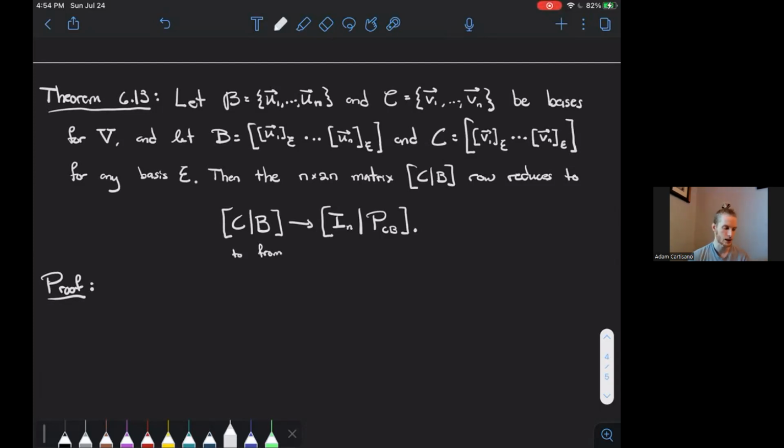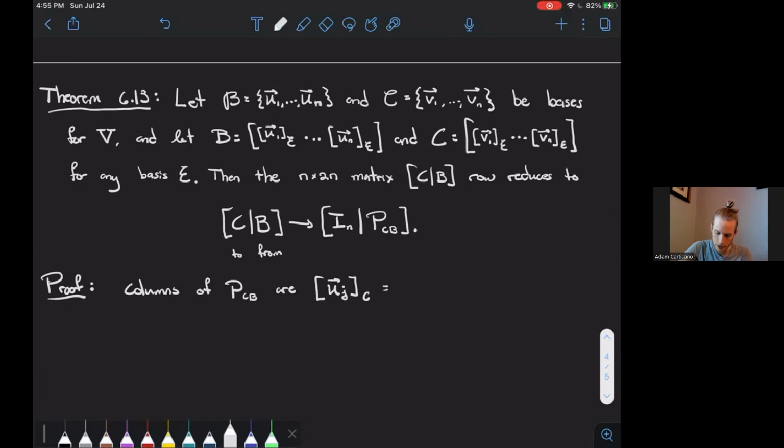We'll do an example of that in just a second, but let's do the proof real quick. Notice that the columns of P_CB are coordinate vectors of u_j written with respect to C. This is the definition of P_CB: the u_j are the basis vectors in B, and we're taking their coordinate vectors with respect to C and putting them in a matrix. That's what P_CB is, right?